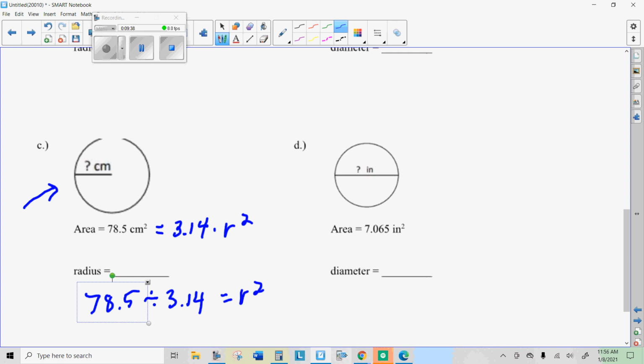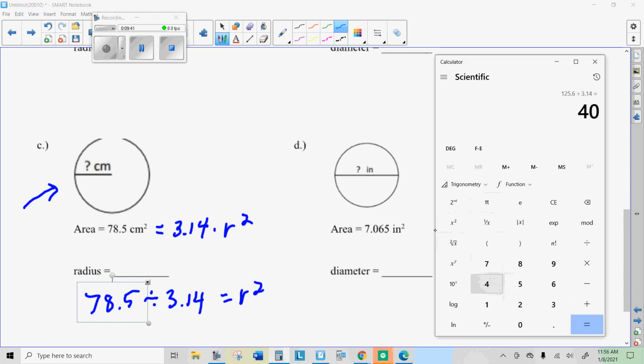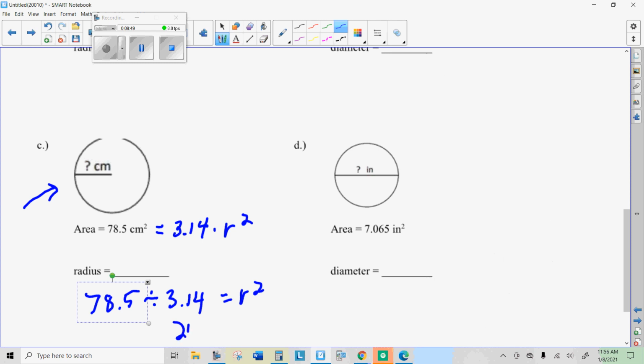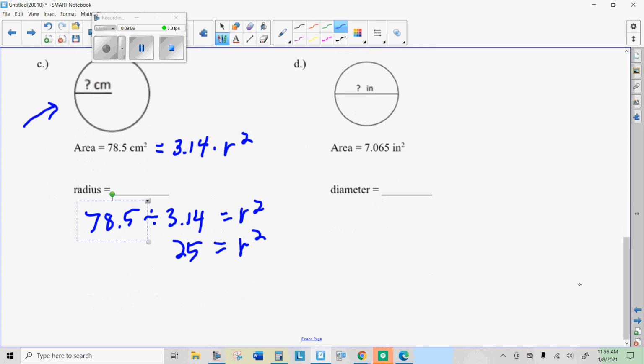So 78.5 divided by 3.14 equals 25. Now that is the radius times the radius. So some of you could figure out right now that that's 5 because 5 times 5 is 25. But the way you get just the radius, the way you backtrack on a squared, is a square root. And the square root of 25 is 5. All right.